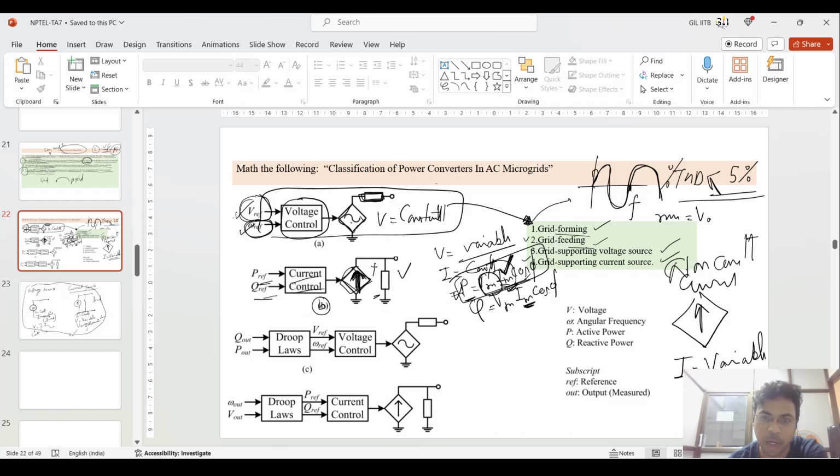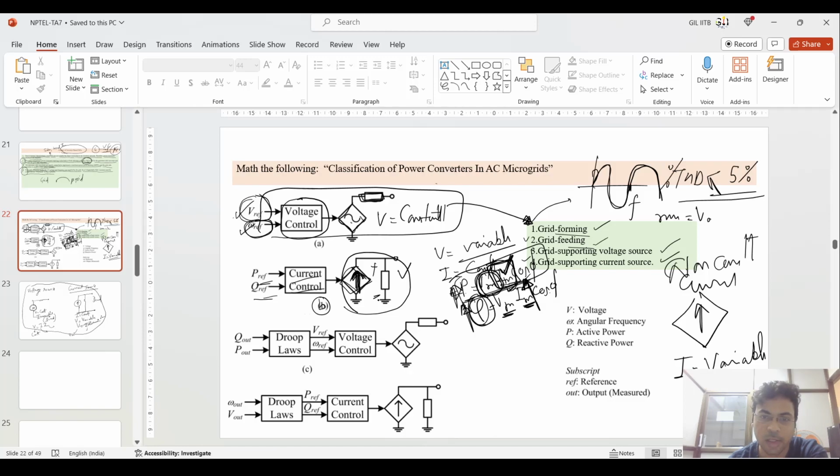If you are not varying this current at the same amount, this voltage will vary. To maintain this power that is being supplied, what is happening is that I am maintaining this VRMS as a constant, and I am varying this I with respect to P. Same as I am doing with Q also. If Q is varying or increasing, my I should also increase.